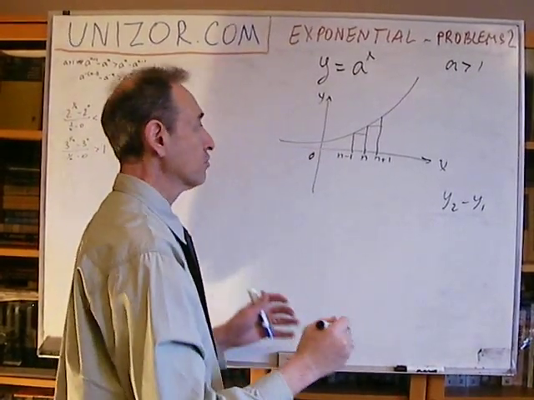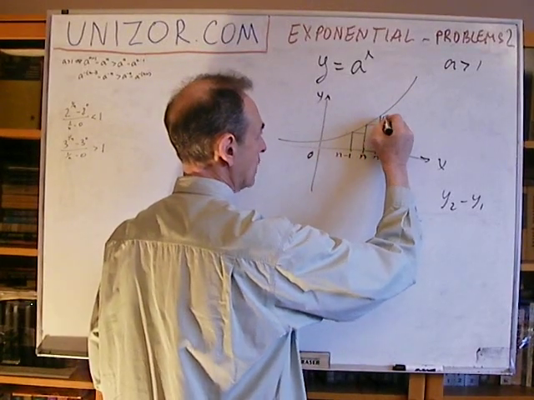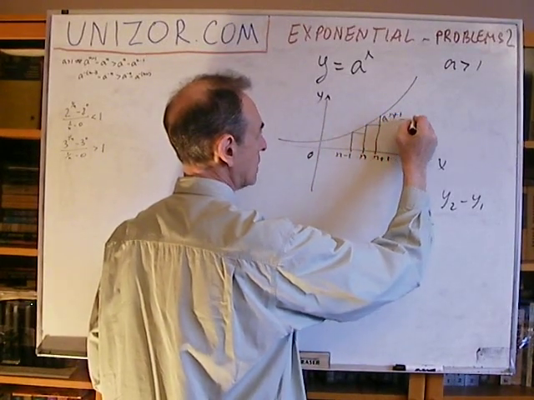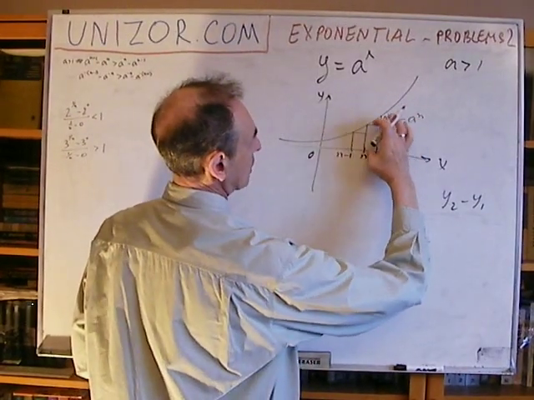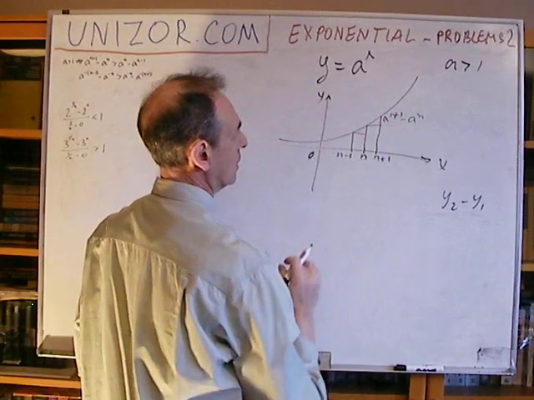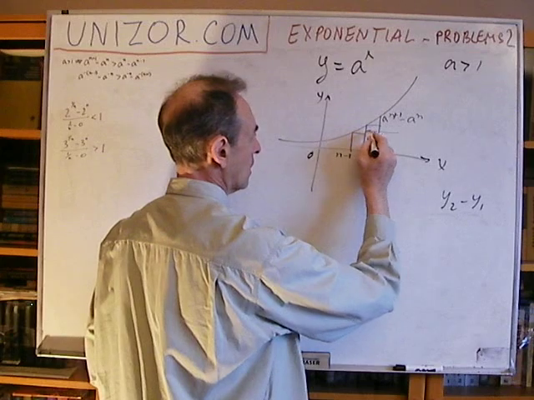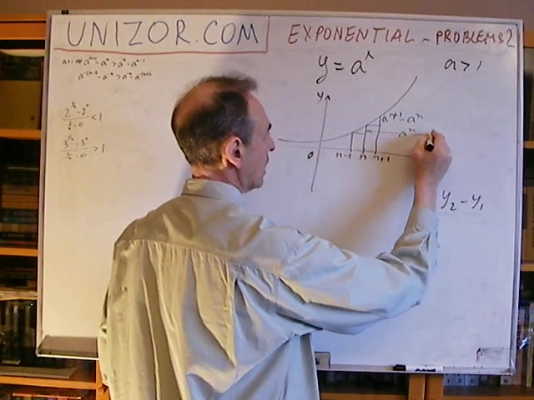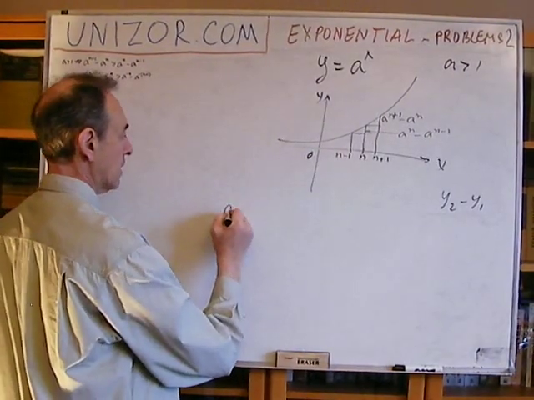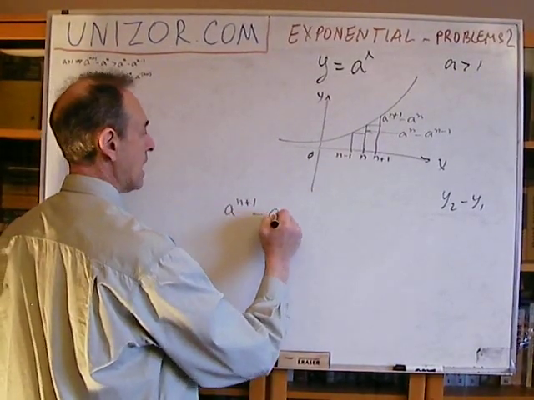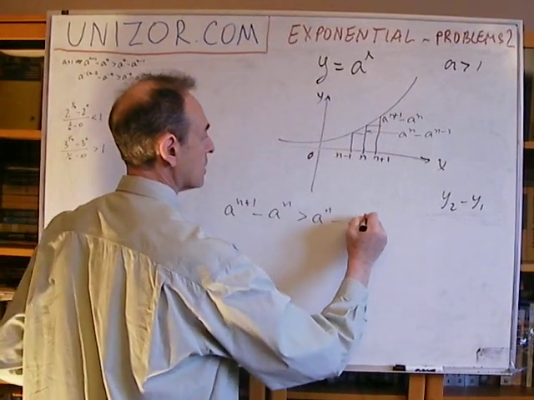So what I'm going to prove, that this piece, which is a to the n plus 1 minus a to the n, right? This is a to the n plus 1, and this is a to the nth. I would like to prove that this is a to the nth minus a to the n minus 1. So I would like to prove that a to the n plus 1 minus a to the n is greater than a to the n minus a to the n minus 1.